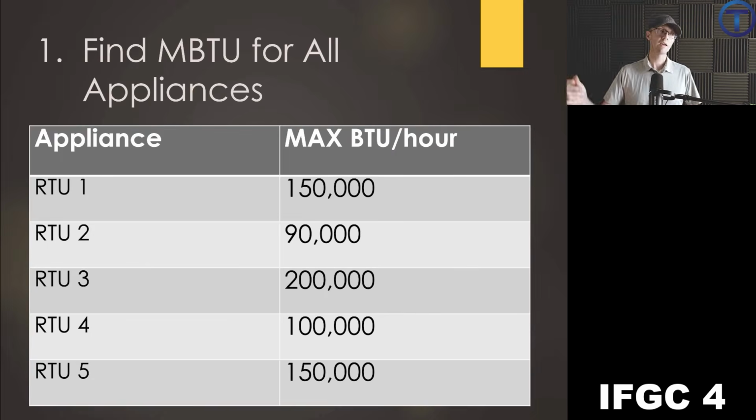Here we go. As we looked at that diagram, we found that there were rooftop units. If we list those out, we have RTU1 at 150,000 BTUs per hour, RTU2 at 90,000 BTUs per hour, RTU3 at 200,000 BTUs per hour, RTU4 at 100,000 BTUs per hour, and RTU5 at 150,000 BTUs per hour.